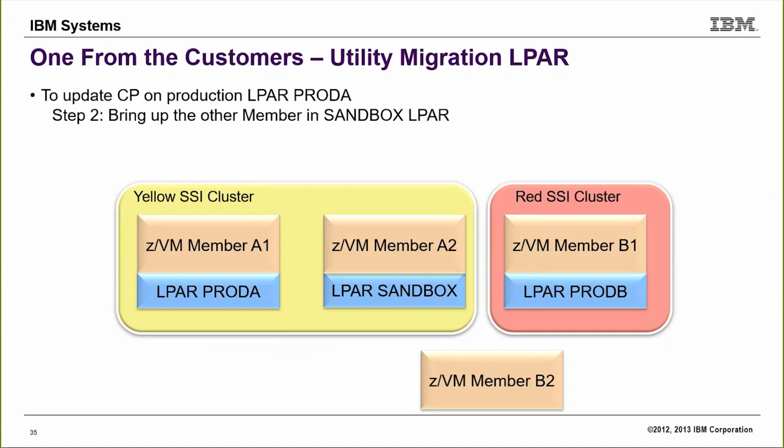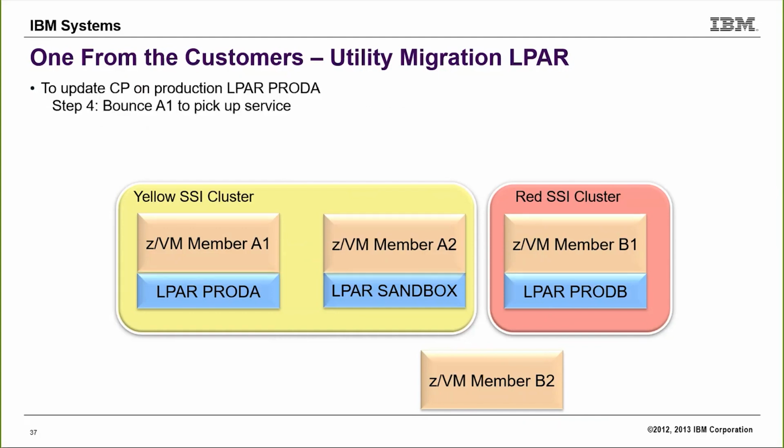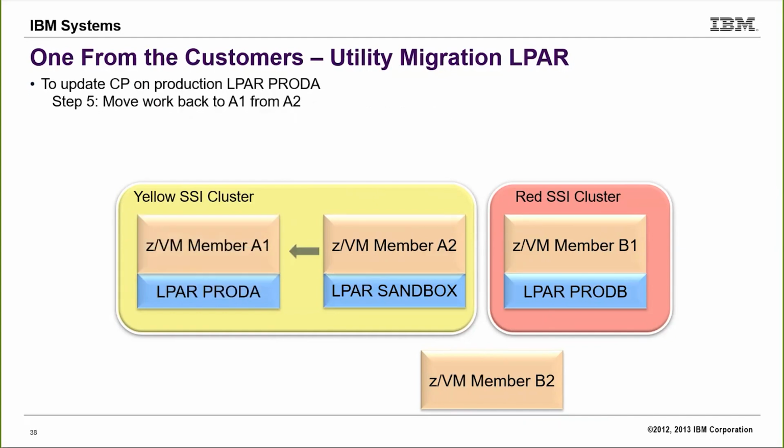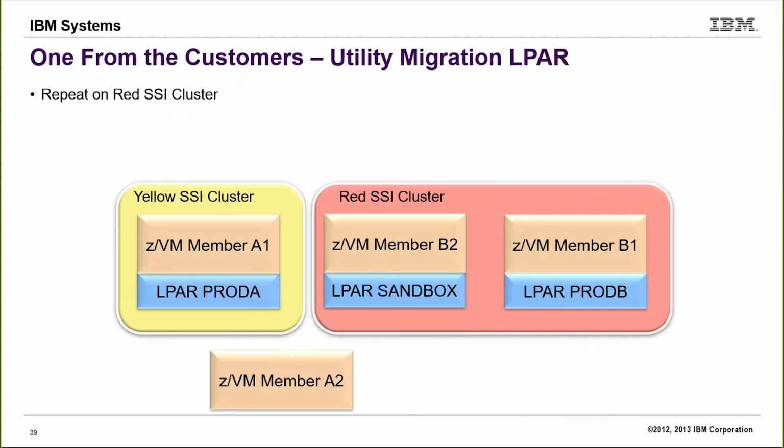And then that allows us to do things there, such as moving the workload off of member A1, right? Shut it down, bring it back up, and move the workload back. So we're utilizing that sandbox as a temporary holding place while we do this support. And then we could also do the same on the red cluster. I don't show all the steps there, but you get the idea.